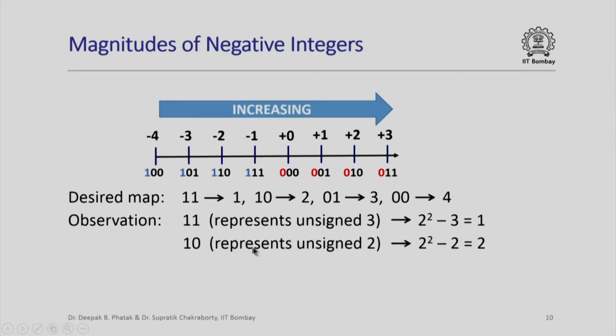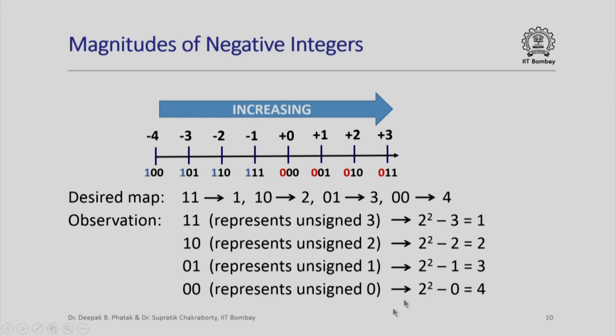Similarly, 10 as an unsigned integer represents 2 and we want it to represent the magnitude 2, so it can be thought of as 4 minus 2. Similarly 01 as an unsigned integer represents 1, we want it to represent 3, so it can be thought of as 4 minus 1, which is 3, and similarly 00 as an unsigned integer represents 0, we want it to represent 4, so it can be thought of as 4 minus 0, which is 4.